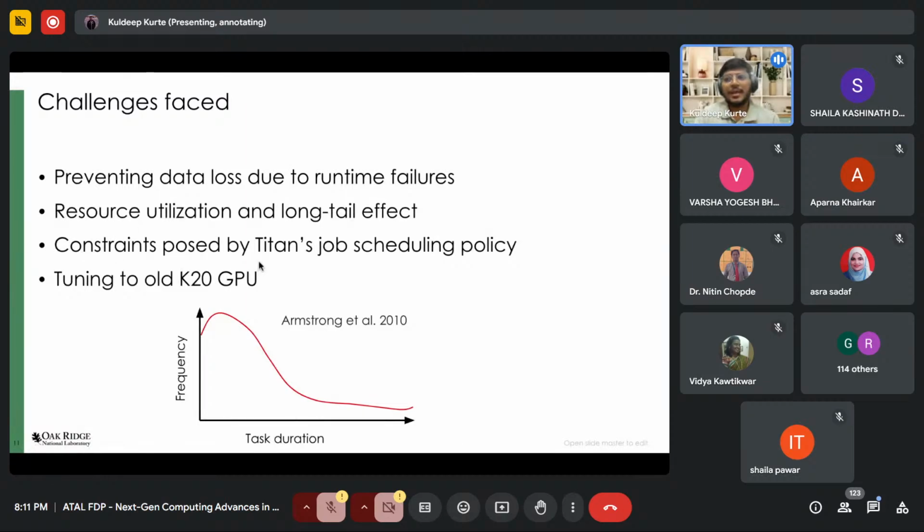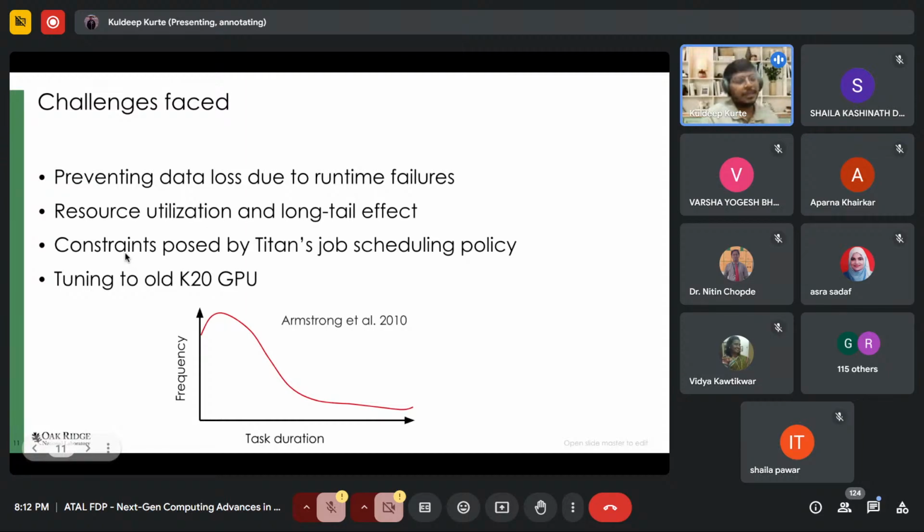And then the constraint proposed by Titan's job scheduling policy. I'll talk about that in the next slide. When you use shared resources, you need to take care of the scheduling policy. I told you about the scheduler, right? A scheduler typically has first in first out, last in first out, or LIFO, those kinds of policies, or more complex policies, I should say. Those are very simple examples.